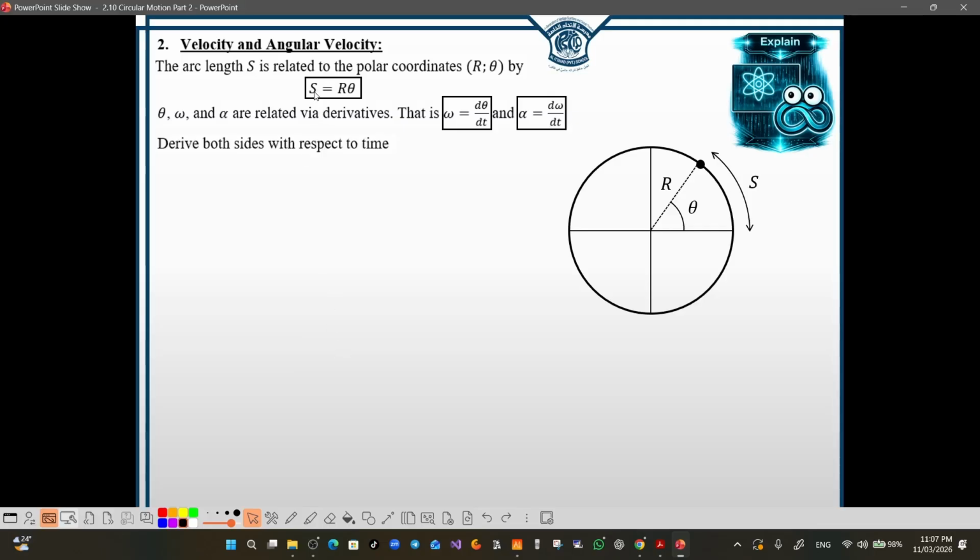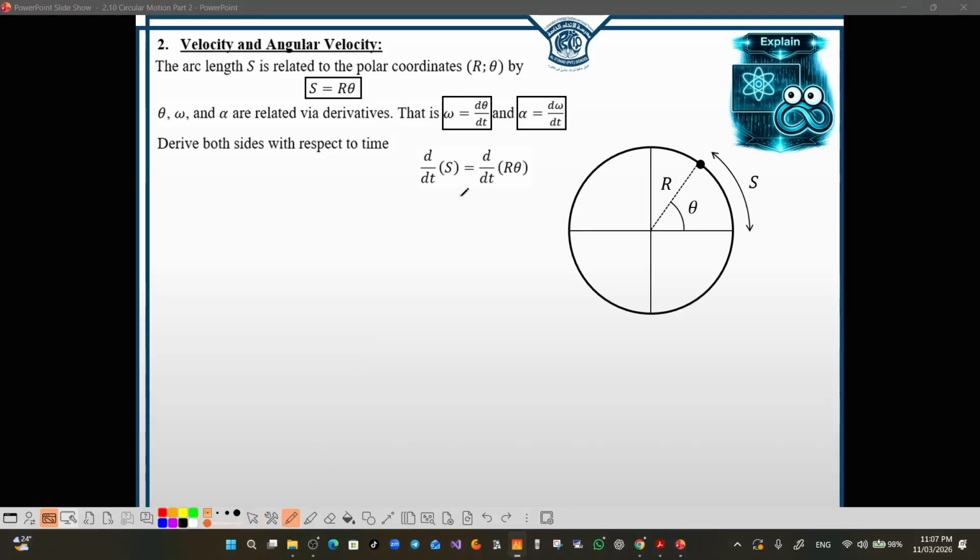Now back again to this equation, S is equal to r theta. So let's apply the derivative on both sides, and we will get that the derivative of S equals the derivative of r theta. We know that the derivative of distance over time, let me go back to the definition of speed. The speed is distance over time. So if we apply the derivative on the distance itself, if we divide over time, then we get the speed.